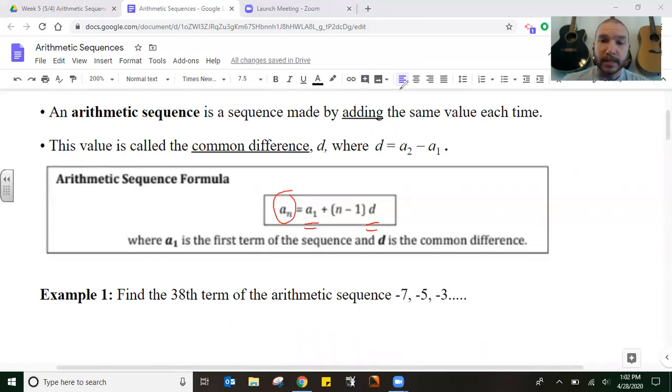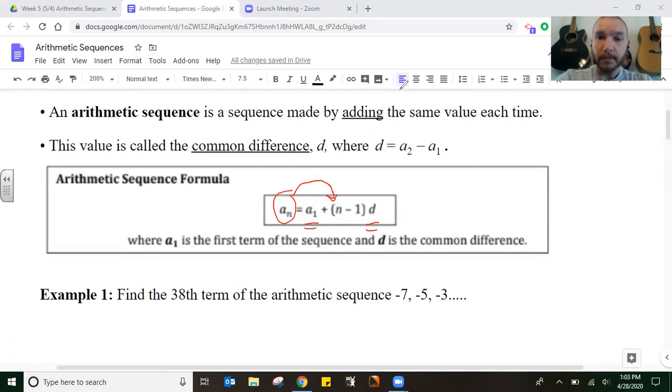What's really important about this is this n. This n right here is directly related to a sub n. They are not the same number. A sub n is the value of the nth term. N is the actual number of terms in the sequence. So take a look at example 1. When it says find the 38th term, 38 would equal n, but 38 is not the value of a sub n. And I'll talk more about that here in a second.